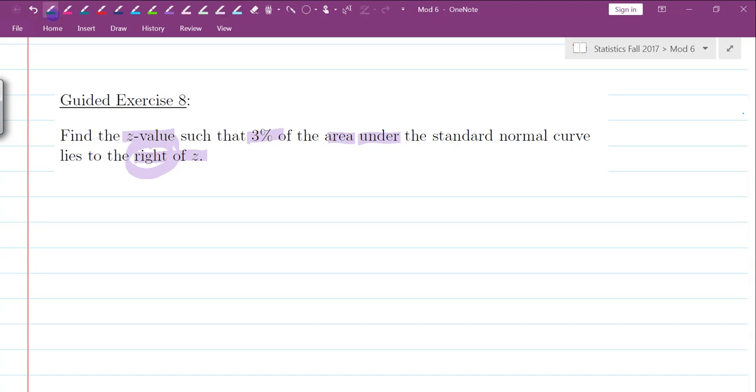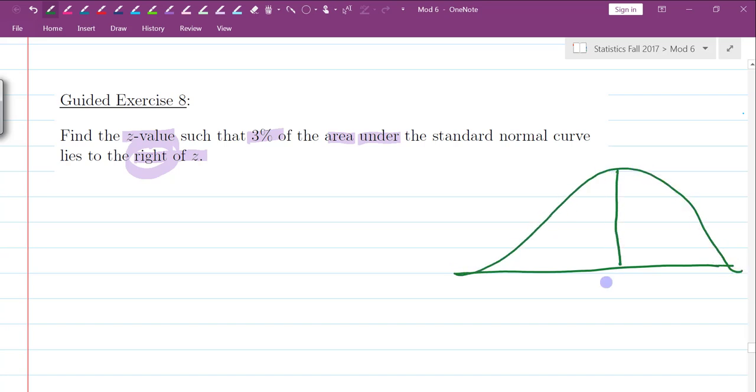We're talking about the standard normal curve. Our mean goes in the center. We need to find some z value such that the area to the right is only 3%, 0.03. Now 0.03 is smaller than 0.5, so that tells me it's going to be a positive z value. So my z value is going to go on the right hand side because it also says the area to the right has to be 0.03, and I'm looking for a z value.